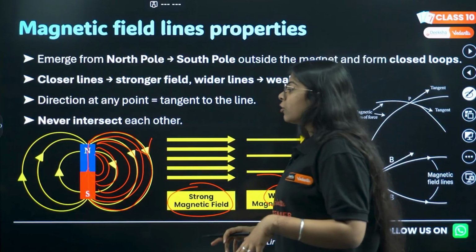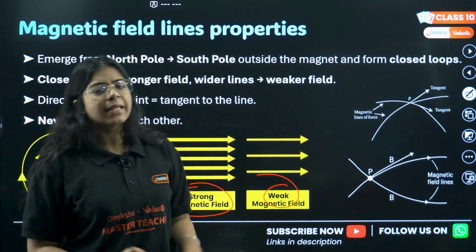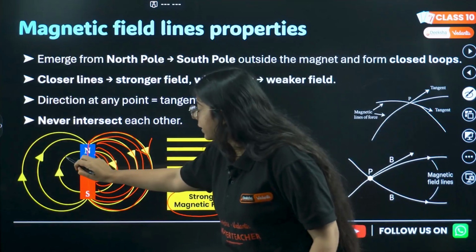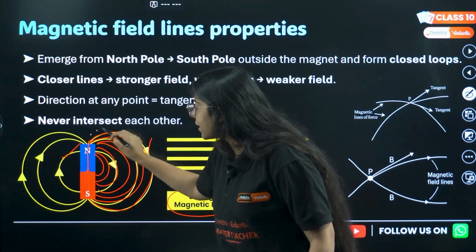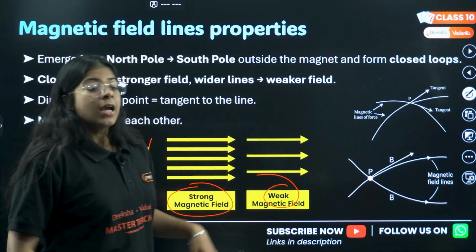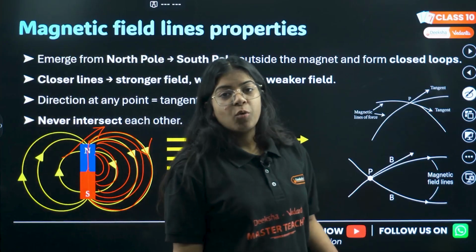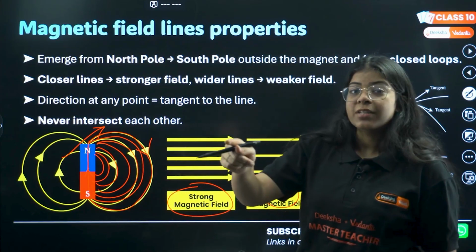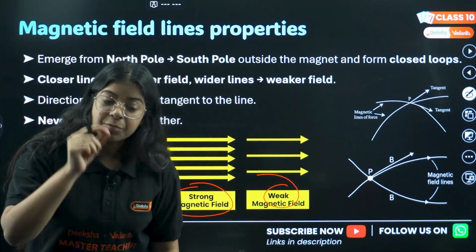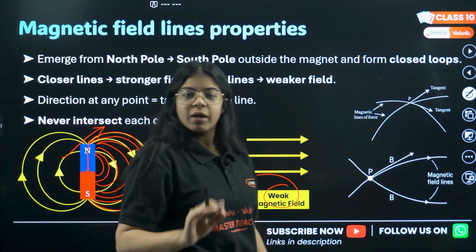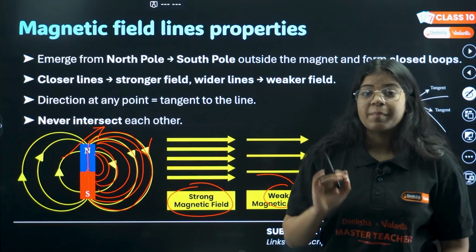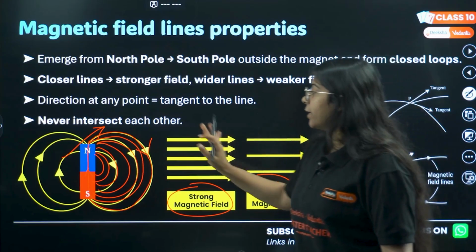Third point, very important. We need to find the direction of the magnetic field at any single point. So I'll take that point and make a tangent. You know how to make a tangent, you've studied in math, right? I'll make a tangent at that point, and the direction of the tangent will be the direction of the magnetic field at that particular single point.